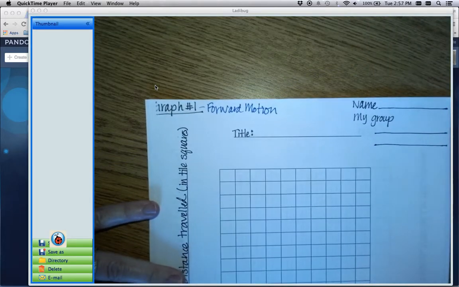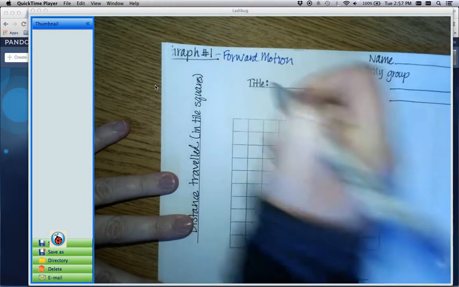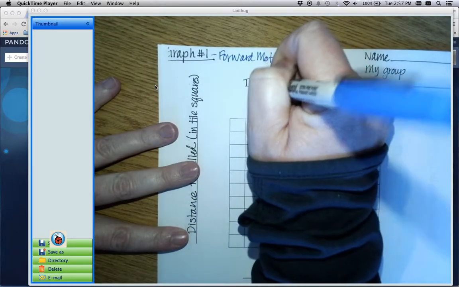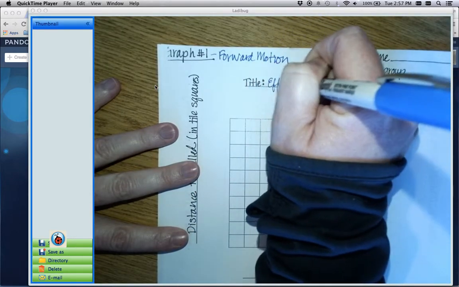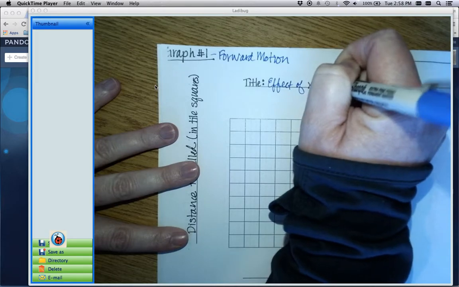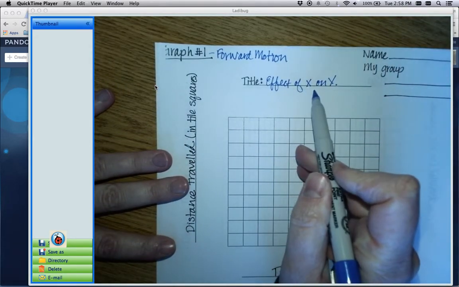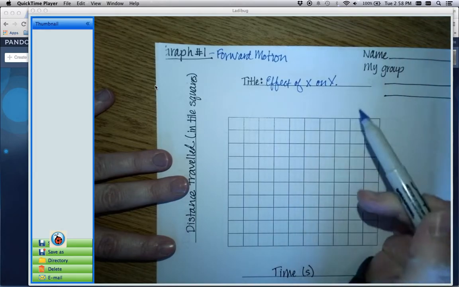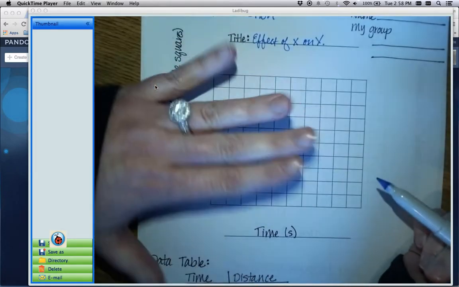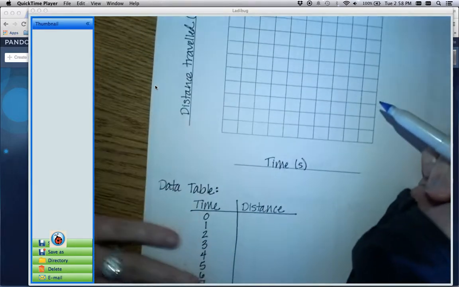Now, when you're doing this, obviously you need a title. Remember, the title is the effect of whatever's on the x-axis on the y, okay? Don't write this word for word. Fill it in with what it's supposed to be. Your graph you're going to do later, and we're going to go down here.